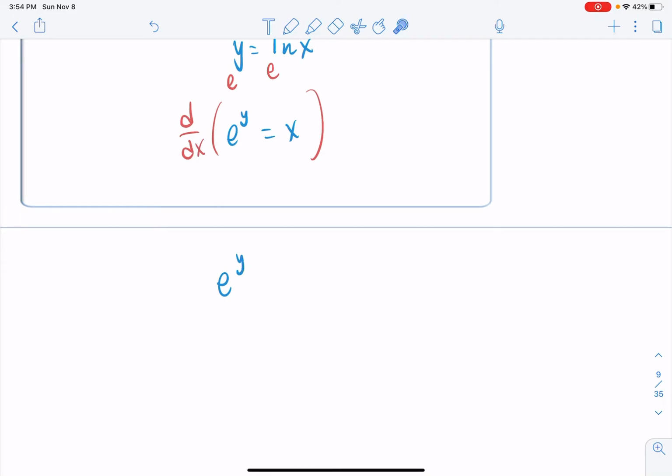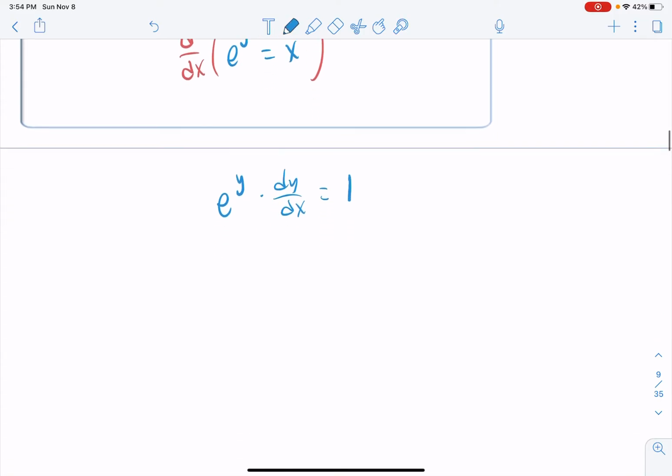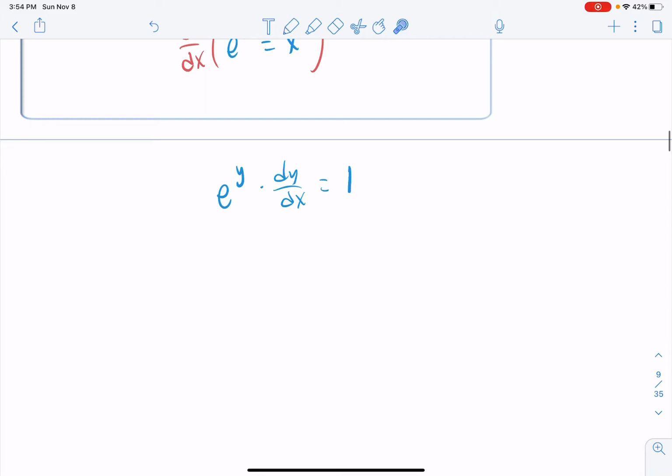But then we have to apply the chain rule to this. And what's the derivative of y? Oh, we'll just call it dy dx. That should be equal to the derivative of x, which is just 1. And then finally, let's solve this thing for dy dx by dividing by e to the y over here. So dy dx is equal to 1 over e to the y.